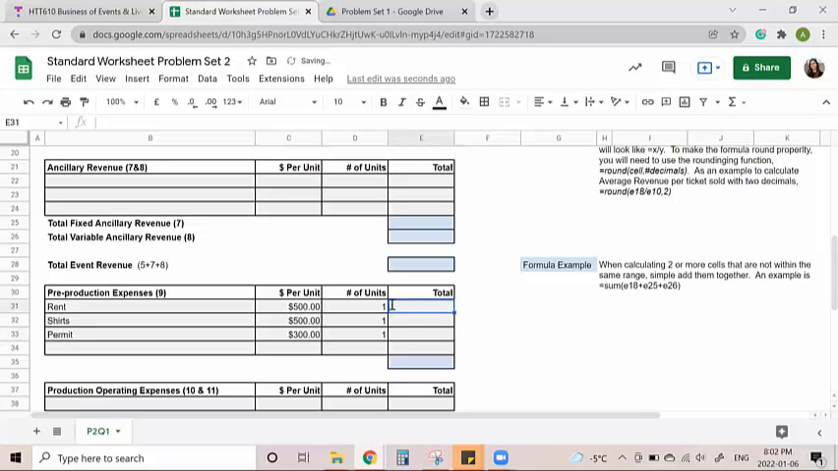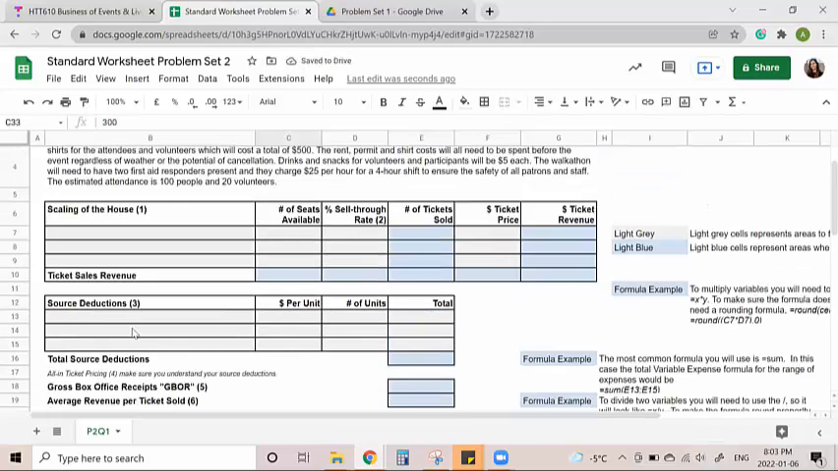To calculate the total, you will just be multiplying those two variables together. And then you can just drag that formula down for the rest of the expenses.